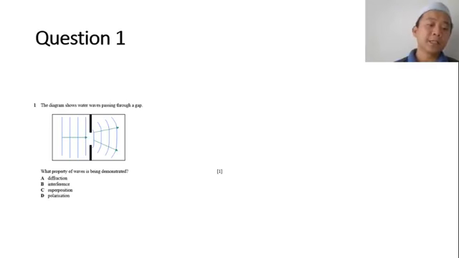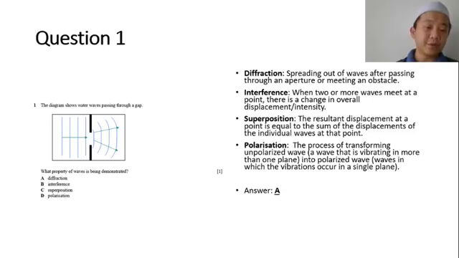Number 1, the diagram shows water waves passing through a gap. What property of waves is being demonstrated? The answer is diffraction. Just a few terms for us to clarify. Diffraction is the spreading out of waves after passing through an aperture or meeting an obstacle. What about interference? When two or more waves meet at a point, there is a change in overall displacement and intensity. It's either constructive or destructive.